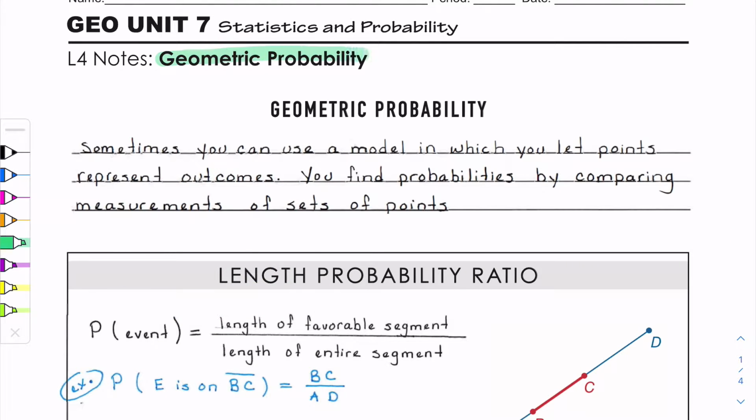Geometric probability. Sometimes you can use a model in which you let points represent outcomes. You find the probabilities by comparing measurements of sets of points.